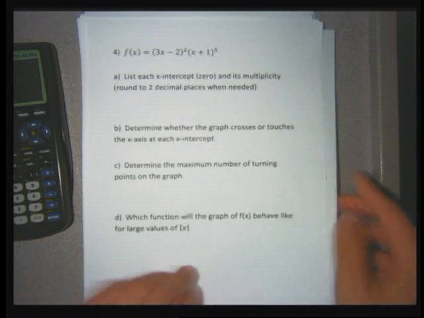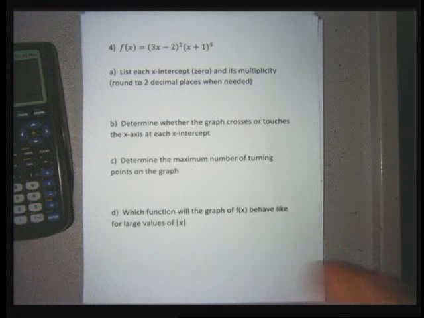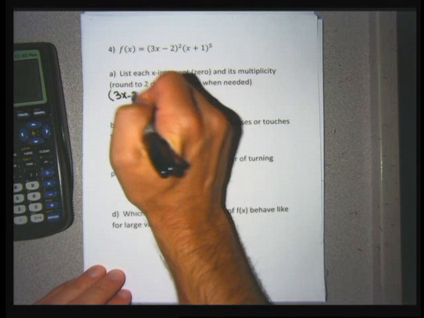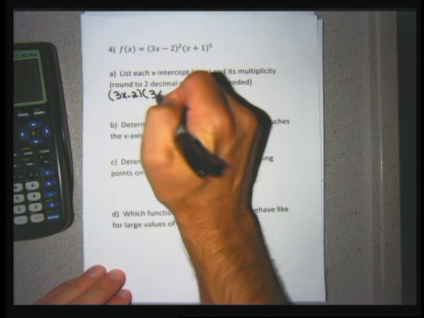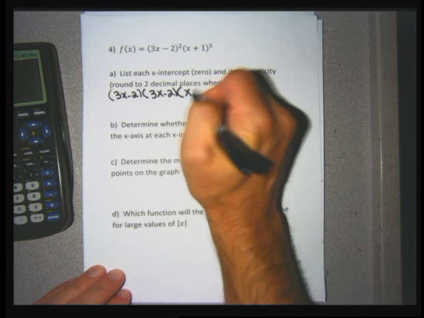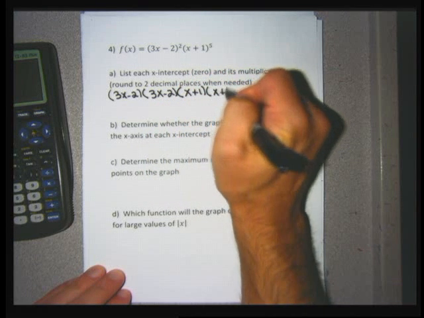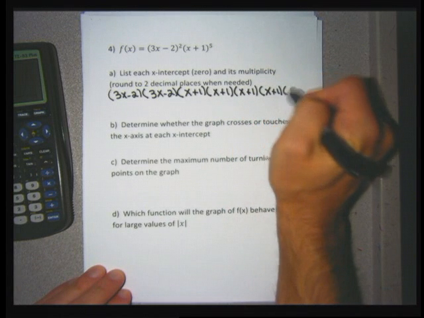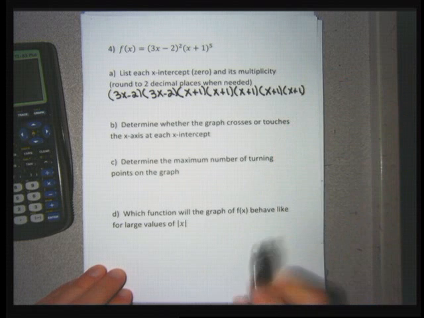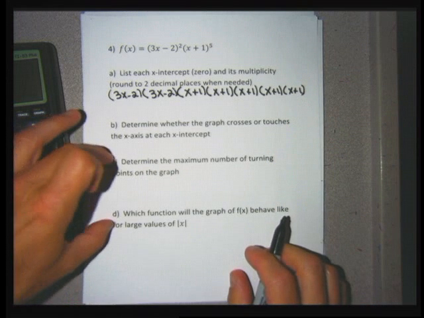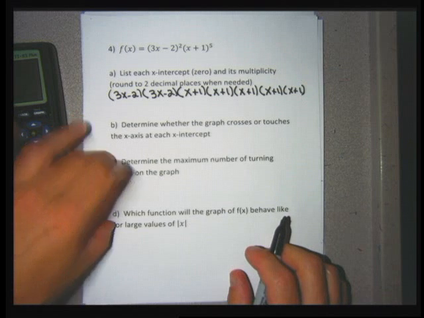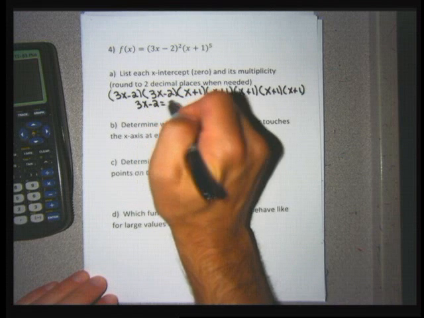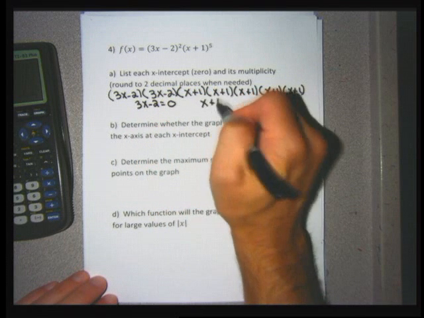Okay, so problem 4 wants me to list the x-intercepts and their multiplicity. I'm going to set the function equal to 0, and I'm going to expand it. So I'm going to go 3x minus 2 times 3x minus 2 times x plus 1 times x plus 1 5 times. The reason I'm expanding it is it's going to help me do part C and part D. To find the x-intercept, it's enough just to take the unique factors and set them equal to 0. The unique factors are 3x minus 2 and x plus 1.